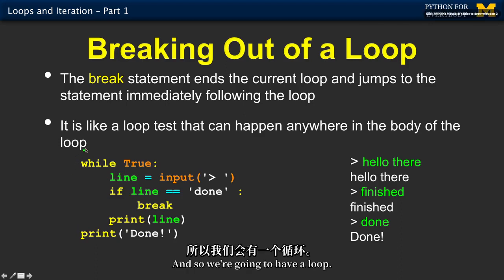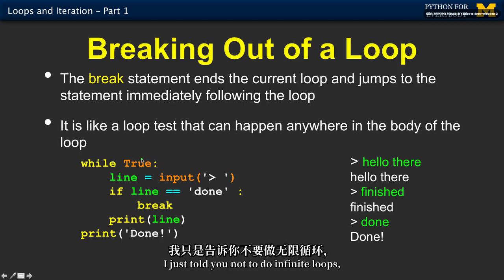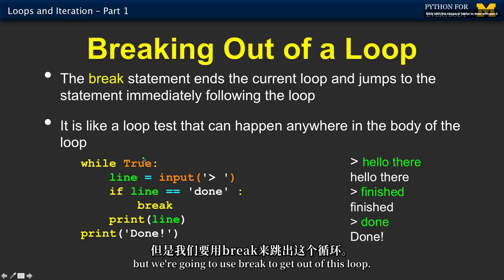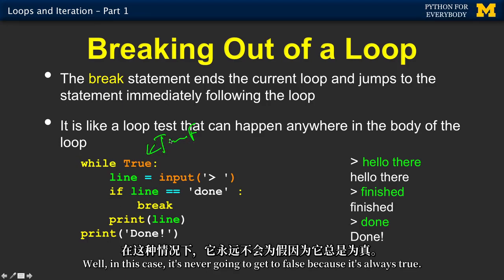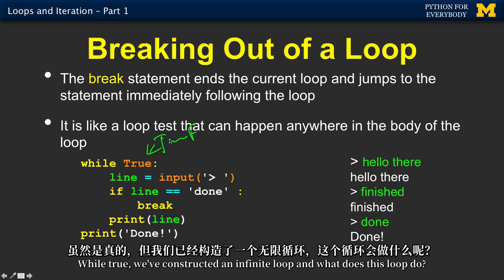And so we're going to have a loop. This is an infinite loop. I just told you not to do infinite loops, but we're going to use break to get out of this loop. So while True, remember I said it starts out true. Can it ever get to false? Well, in this case, it's never going to get to false because it's always true. While True, we've constructed an infinite loop.